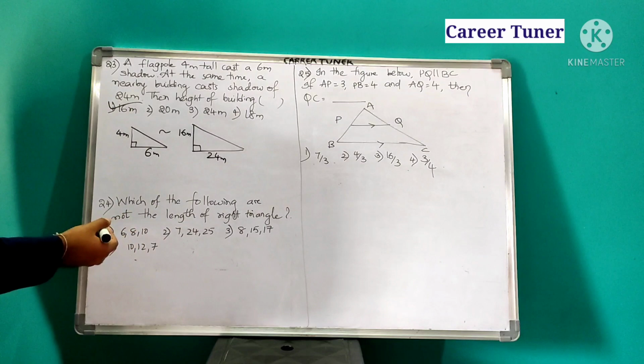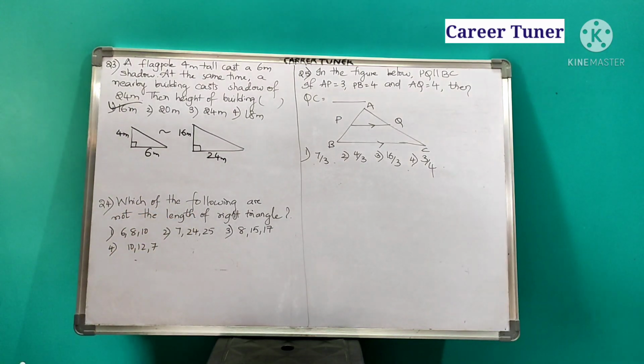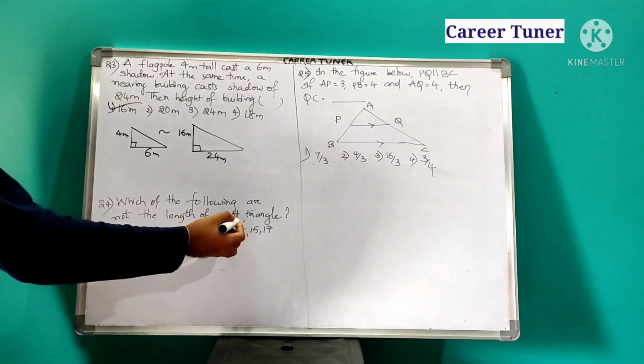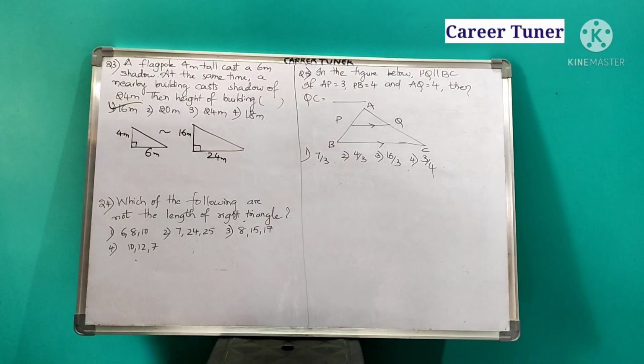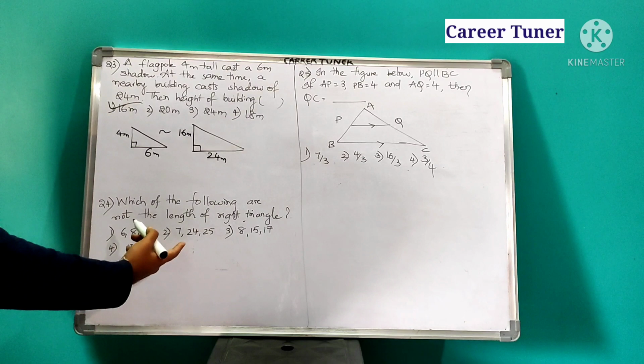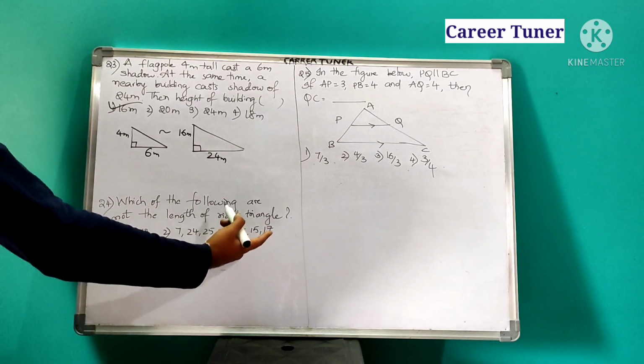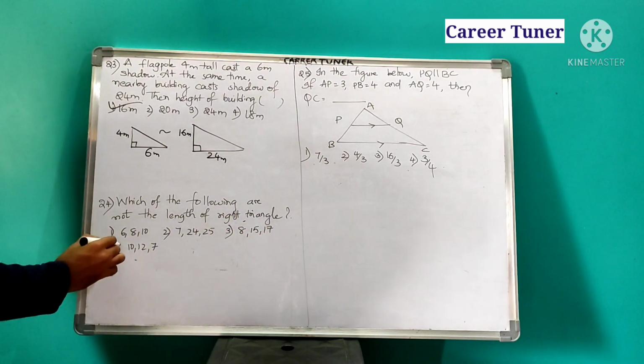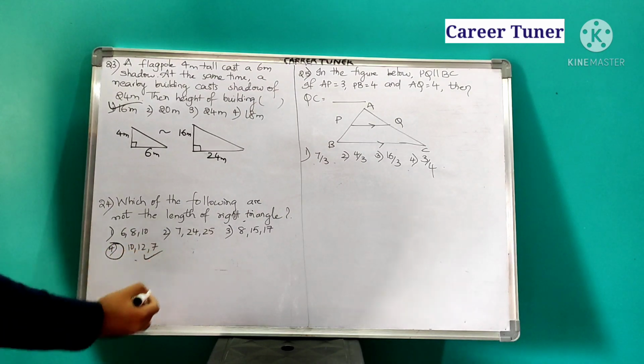Next, which of the following is not the length of a right angle triangle? So if it is the length of a right angle triangle, it should follow Pythagoras theorem, and those are nothing but Pythagorean triplets. So this is a Pythagorean triplet, this is also a Pythagorean triplet, 8, 15, 17 is also a Pythagorean triplet, but this is not a Pythagorean triplet. So fourth one will be your answer.